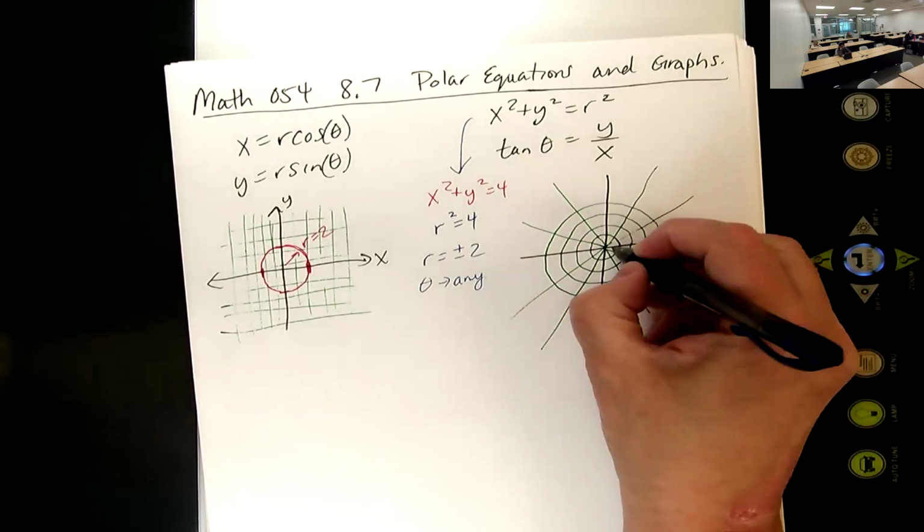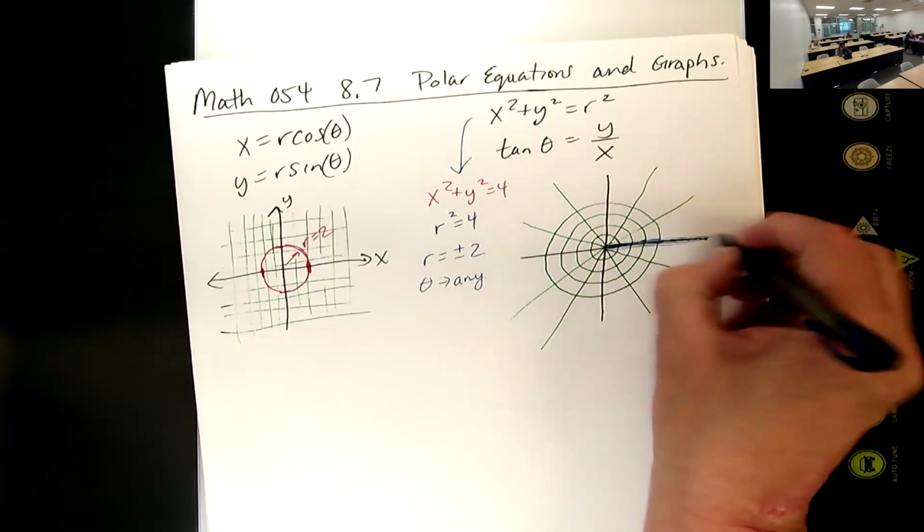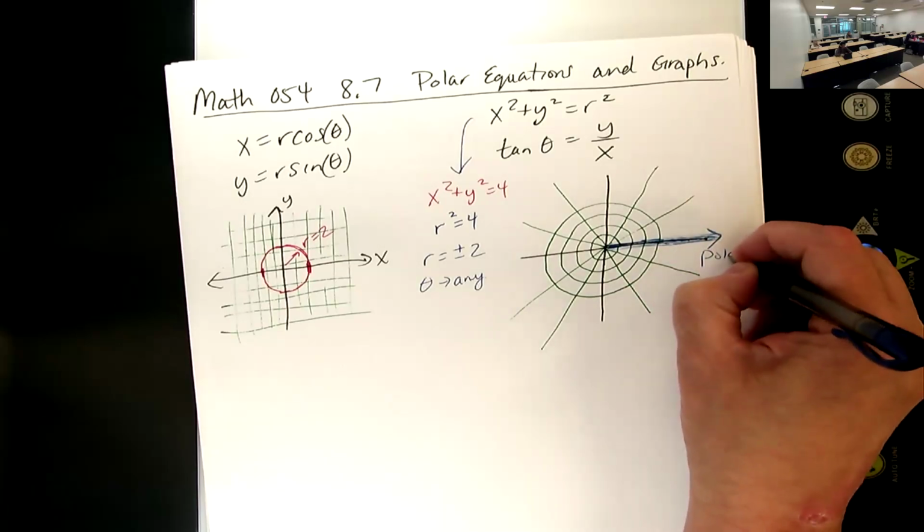They have one axis and it's called the polar axis.